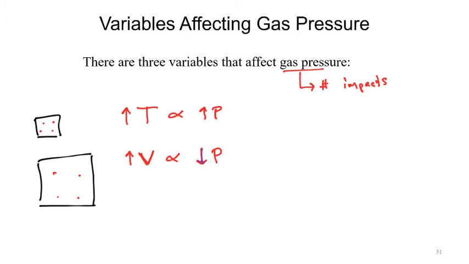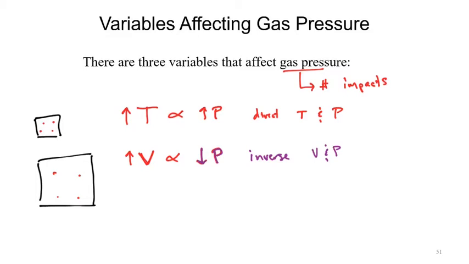So this is an interesting relationship. We're getting an inverse relationship between volume and pressure. Whereas with temperature, it was a direct relationship between temperature and pressure. And I'm sure there's a better word than direct, but that's all I've got.